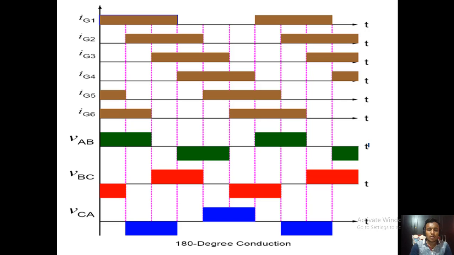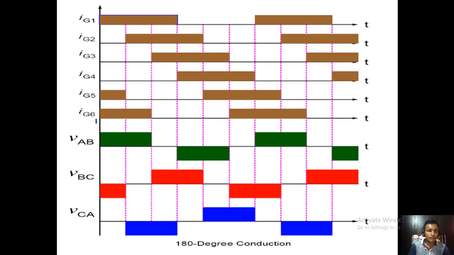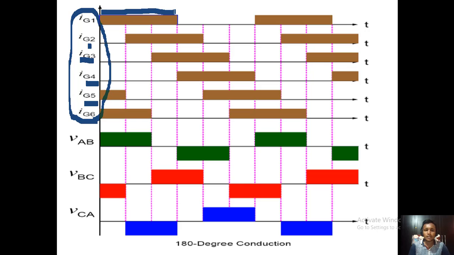Okay, and if we draw all the waveforms on one page, then those are the gate driving waveforms. You can see the gate driving waveforms for thyristor 1 to thyristor 6, that is IG1, IG2, IG3, IG4, IG5 and IG6. That is the gate driving waveform, and this cycle is a 0 to 180 degree cycle.